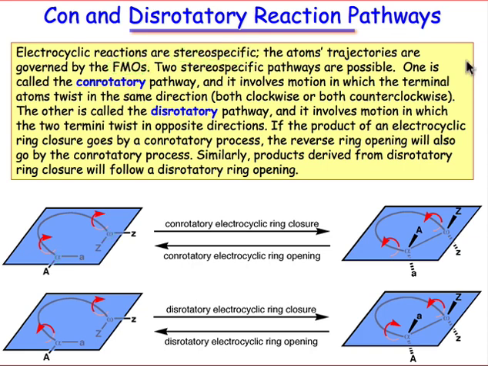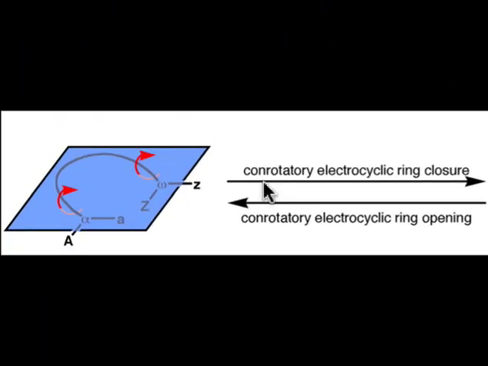The electrocyclic reactions go by 2 pathways, and these pathways are defined by the motion or trajectories of the atoms in the terminal position. Specifically, we're looking at how these atoms twist during either the electrocyclic ring closure or in the reverse process, electrocyclic ring opening. One pathway is known as the conrotatory process, and in this case, the terminal positions twist both in the same direction, either clockwise or counterclockwise.